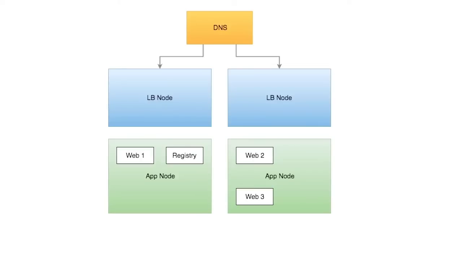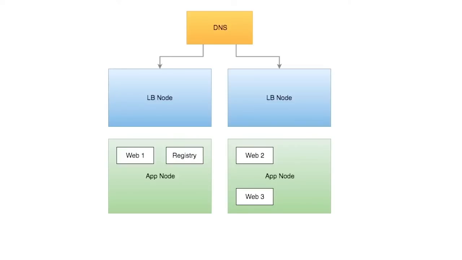Next, you have your actual web applications running on nodes. In this case, we have web 1, 2, and 3. And then we have a registry. So web 1, 2, and 3 are going to register to that registry: Hey, I'm here, I'm running, here's how you contact me, my address and my port number.